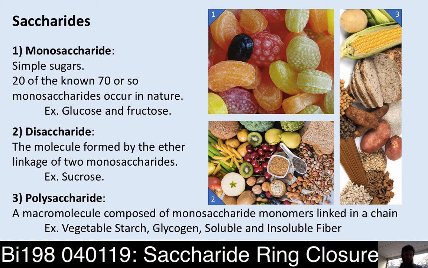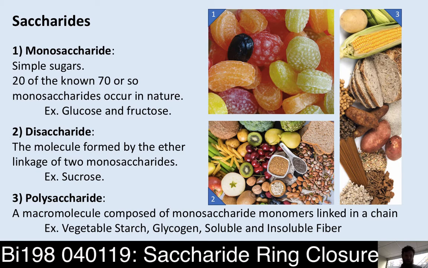What are some examples? Well, glucose, blood sugar, and fructose are two simple sugars that we're going to talk about quite a bit today and on Wednesday. This is what most people think of when they think of sugars. Like this candy right here, it's mostly made out of some kind of simple sugar.